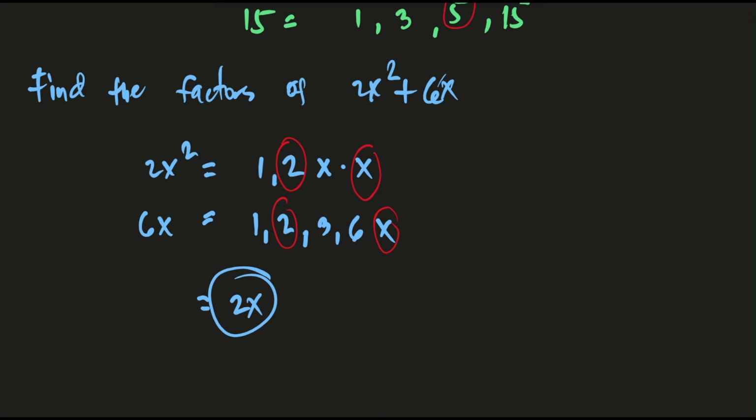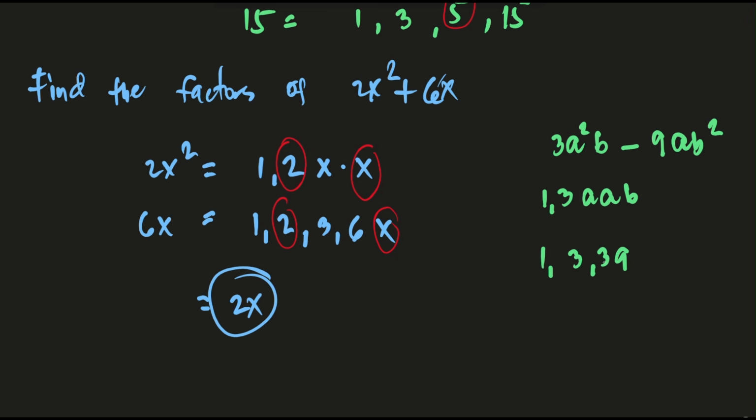How about this one? Factor out 3a squared times b minus 9ab squared. So first, what are the factors of the first term? That would be 1 times 3. And then the factors of a squared, that would be a times a, and then just bring down b. The factors of 9 are 1 times 9, 3 times 3. The factor of a is just a, and then the factor of b squared, that would be b times b.